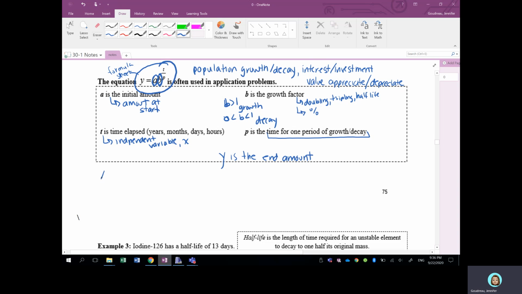So here are usually the steps that we're going to do for these questions. Your first step often is to write the exponential equation.